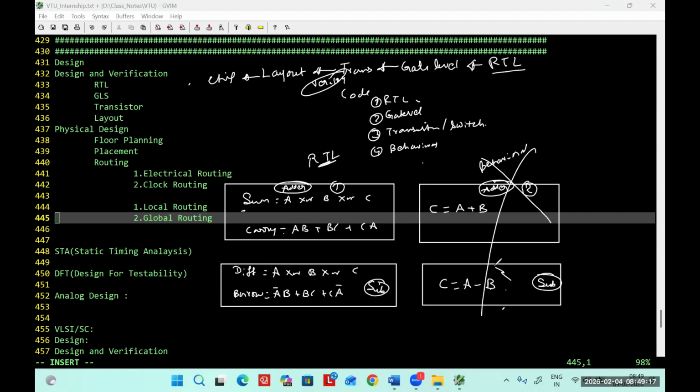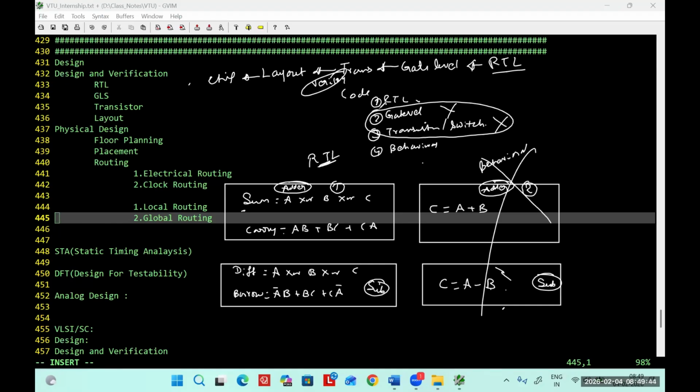Now people may ask the question: then why do we need gate level coding? Then don't we do gate level coding at all? As a user, 100% you won't do it. Gate level coding or transistor level coding, only in the worst case do we need this one. What is the worst case? That I'll tell you later.